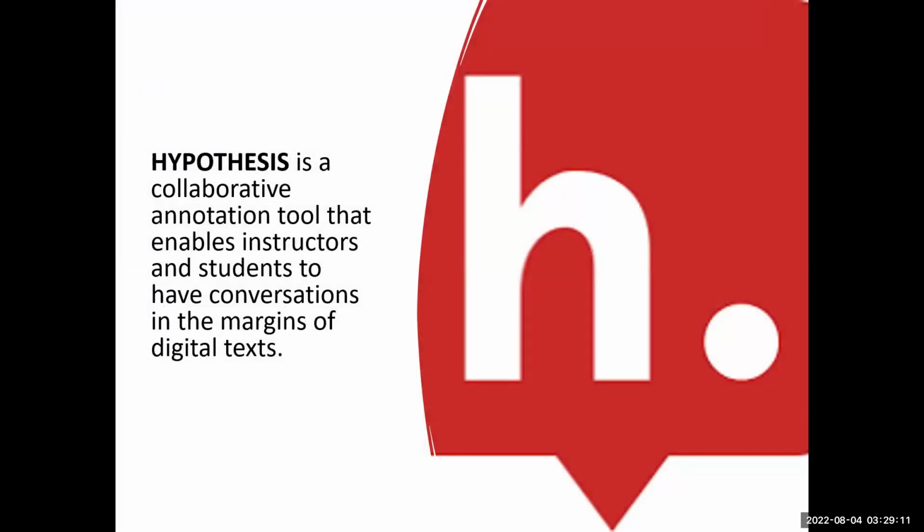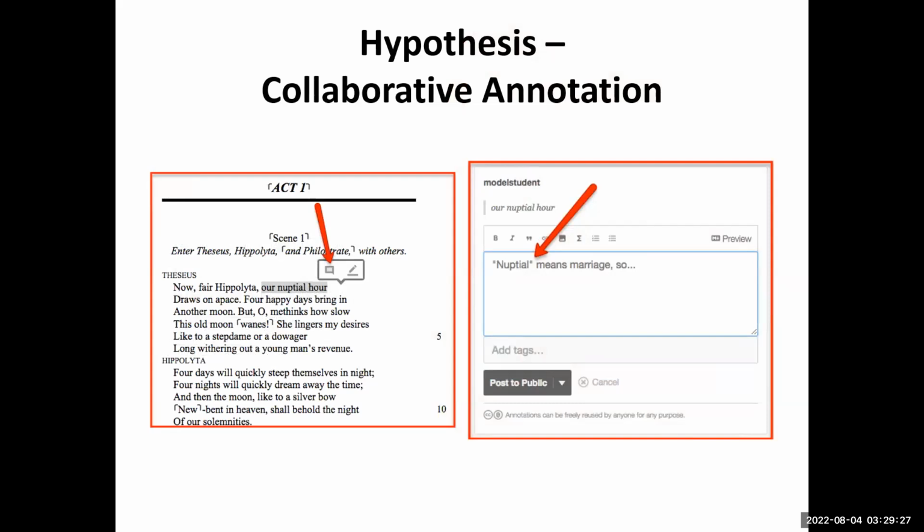Hypothesis is another CIT-supported technology that has a wide variety of applications. It is a collaborative or social annotation tool that enables instructors and students to have conversations in the margins of digital texts. Hypothesis supports sentence-level note-taking, critique, and conversation around class readings, news, blogs, research articles, and other digital texts.